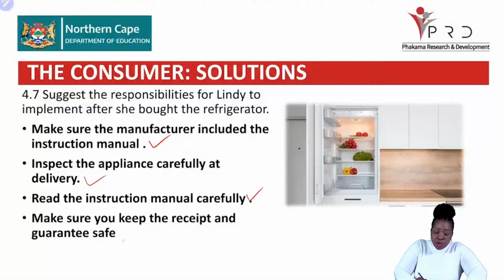And then make sure you keep the receipt and the guarantee safe. So a receipt is proof of payment. It's proof that you paid for the refrigerator and the refrigerator is yours. And when you decide to go back to the shop and lay a complaint, you must always produce the receipt. So without the receipt, you cannot go back to the shop and complain about your appliance, because they need proof that you bought the what? The fridge from them. Right?